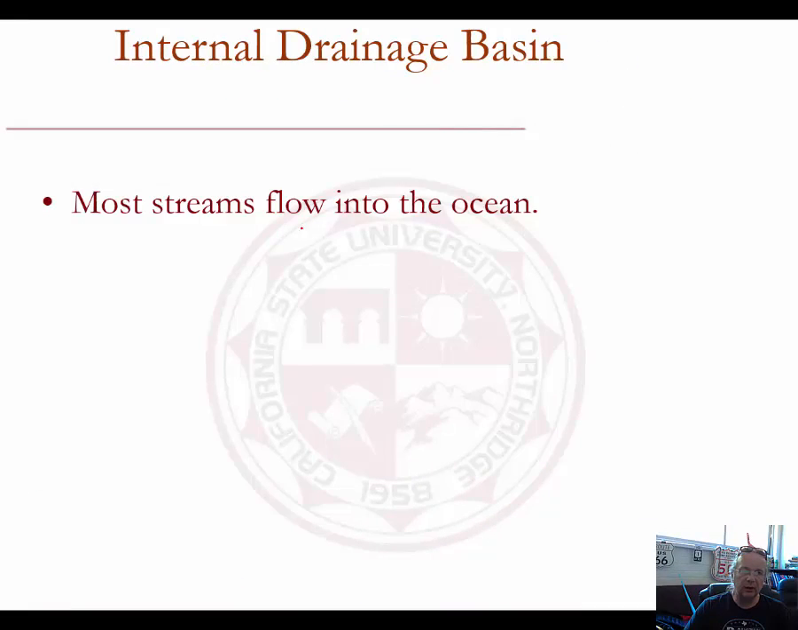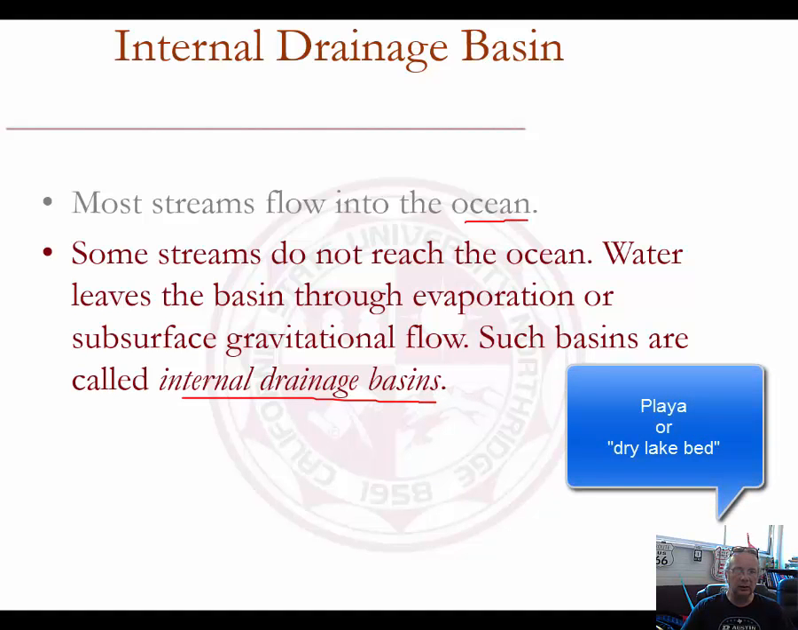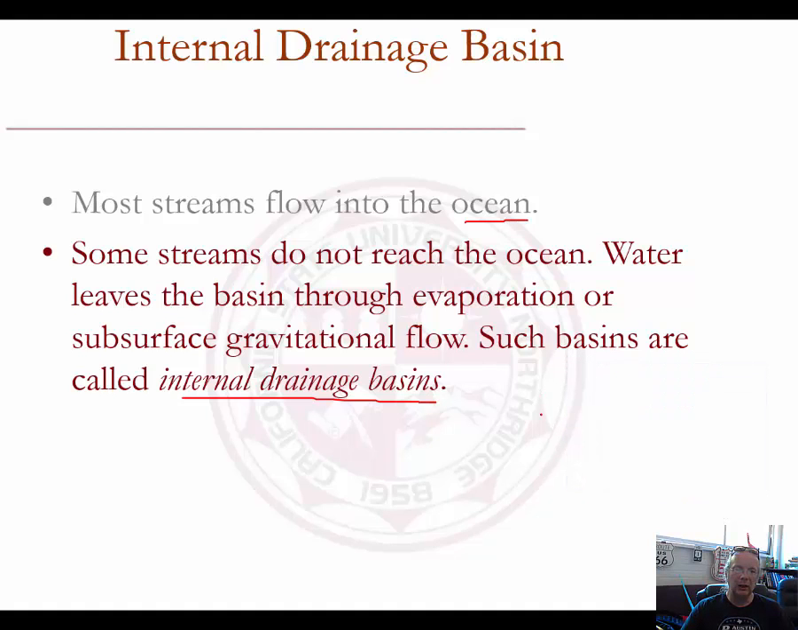Most streams flow into the ocean, or at least into a bay or a massive lake that drains into the ocean. There are some that don't. And those that don't reach the ocean have an internal drainage basin, and there are a handful of those in California, particularly the playas. Playas are found out in the desert, and they frequently become these massive saline or salty dry lake beds.